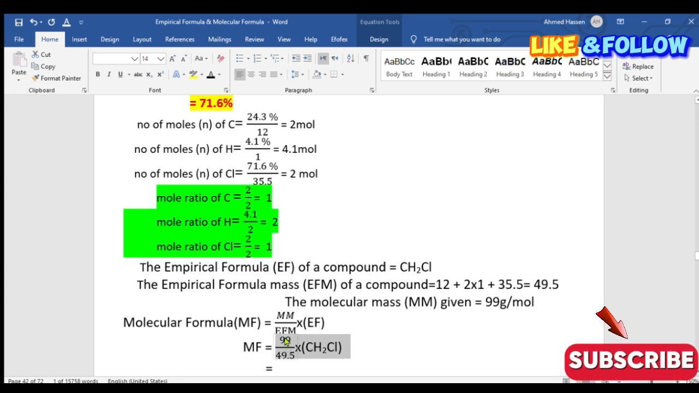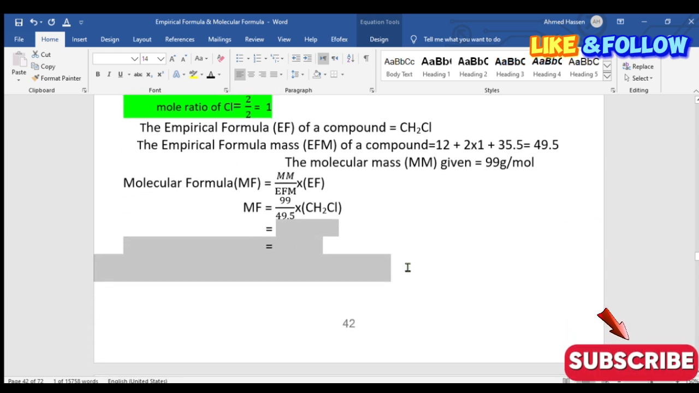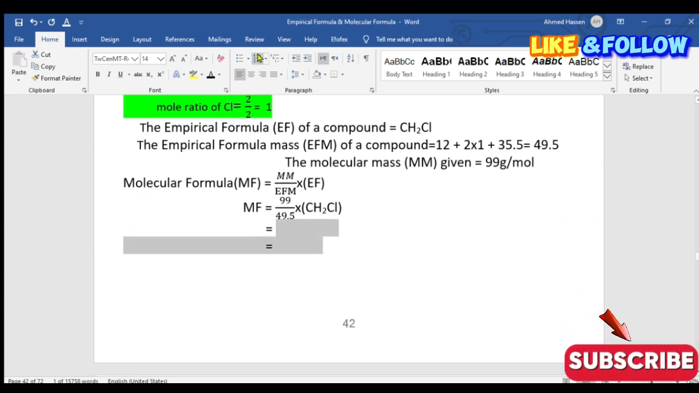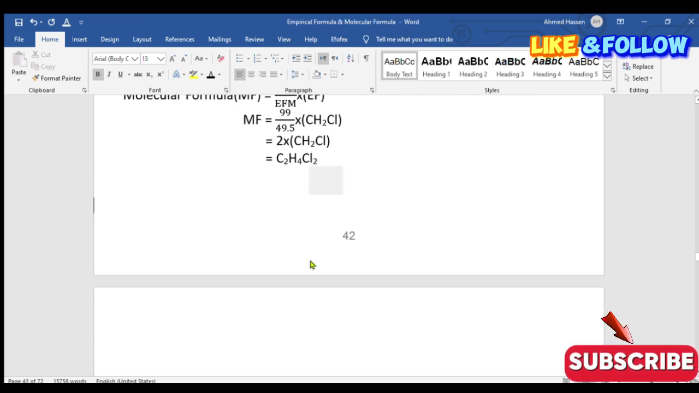You see, this is 1, this one divided by this one, 2. 2 becomes the multiplier of these. The result will be as follows. The result will be C2H4Cl2. Okay.